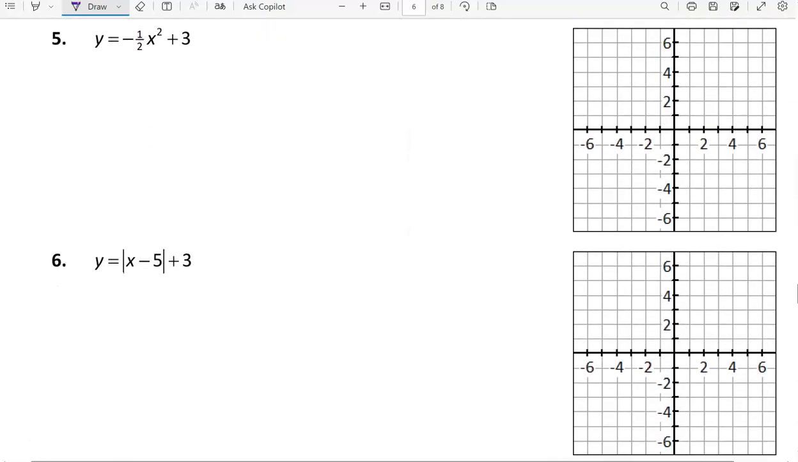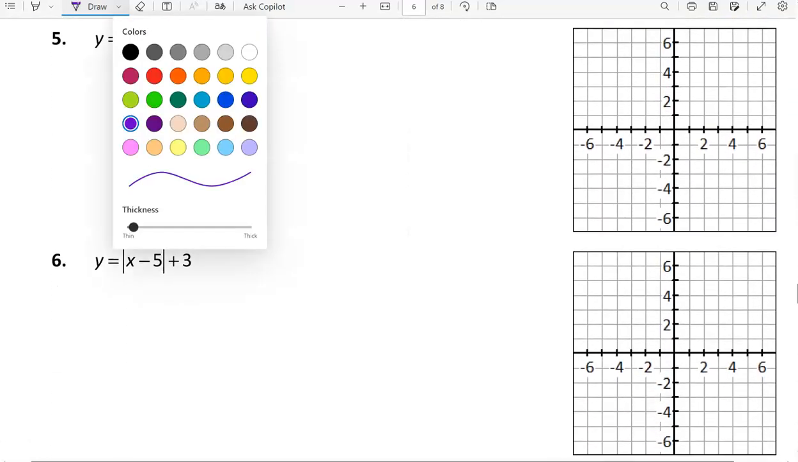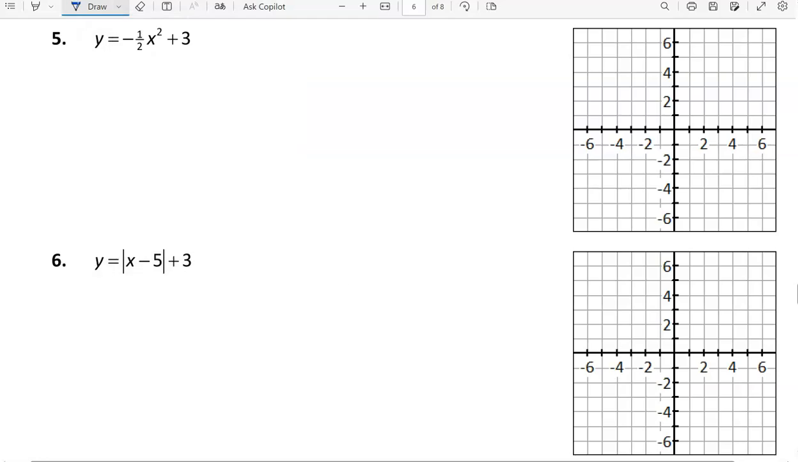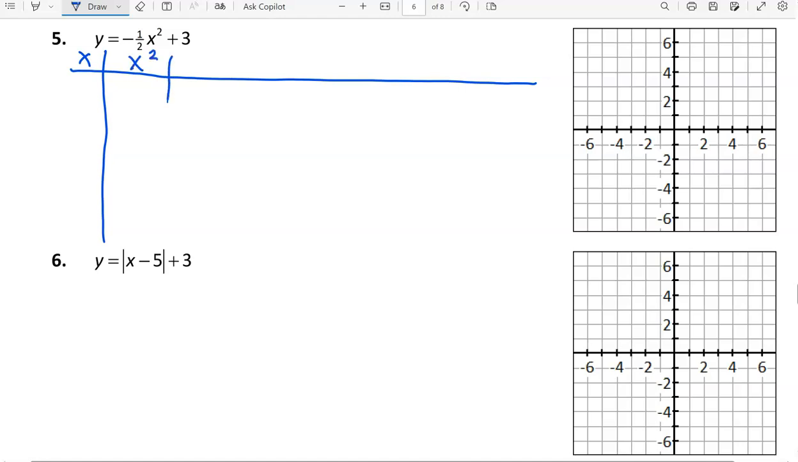All right, let's move on to number 5. For 5, we can set up a table of values, and if I look at the order of operations, after we replace x with a number, my first operation would be to do the exponent, to do the squaring here, and then multiply that by -1/2, and then take that result and add 3, and that's going to give us our y value.